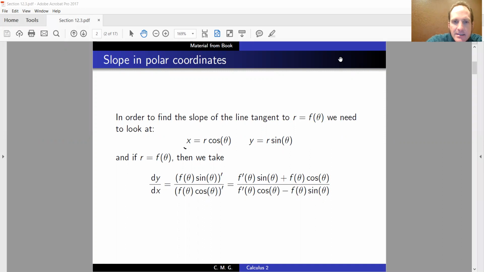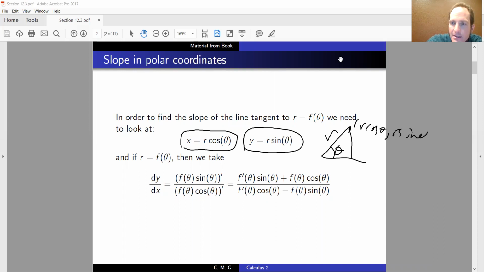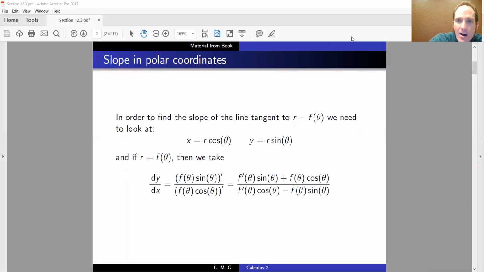You can see that x is r cosine theta and y is r sine theta. This is what we did last time: from our trigonometry, if you look at your triangle, the r is here, the theta is here, and to find the x and y coordinates you just get r cosine theta and r sine theta. Now, r is also some function of theta, so r is f of theta. That goes in for each of the two r's here.